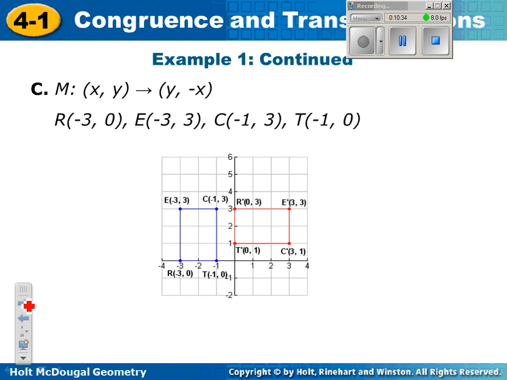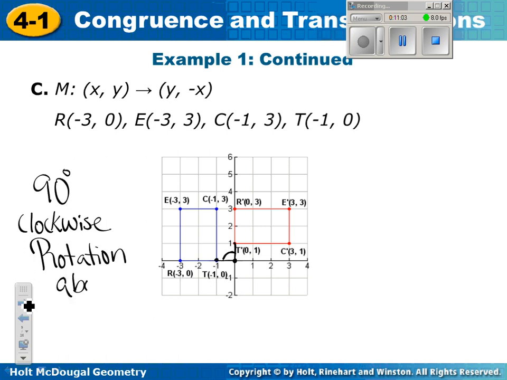If you're not sure how far it is, you can go back to the origin. So pick one point, T, connect it back to the origin. T prime, connect it back to the origin. Whatever angle is made is your angle of rotation. So this is a 90-degree clockwise, thank you. Clockwise, not counterclockwise. Clockwise rotation. Yes, about the origin. And you can either write the word origin or the coordinate 0, 0.